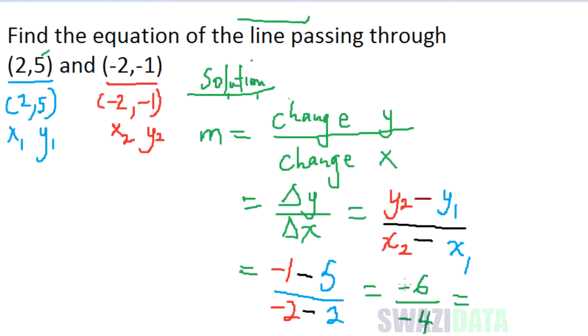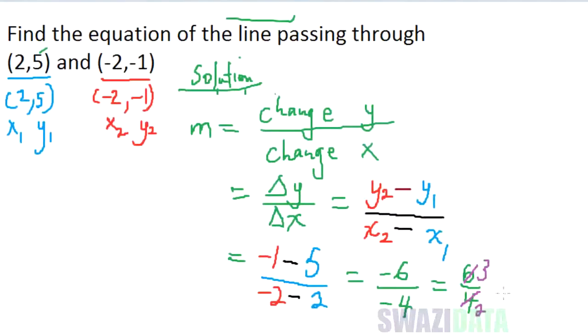What happens is these negatives cancel out, and it's the same as having 6 over 4. And we can simplify because there's a number that divides both 4 and 6, which is 2. So we divide this by 2 to get 2, and divide this by 2 to get 3. So the answer here is 3/2, which is 1.5.